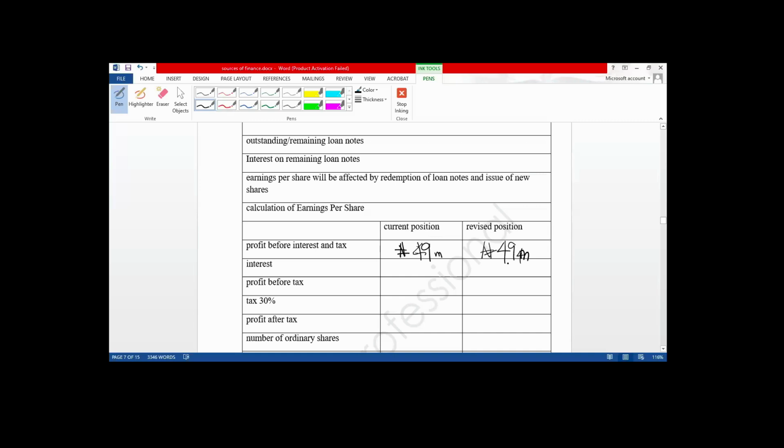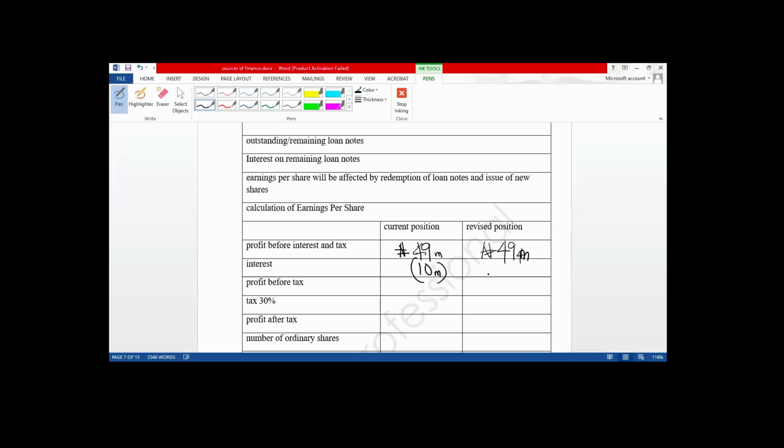We now take interest. Interest here will be 10 million. What is the interest here? Please listen again. Interest must change because we are going to bring in more equity. We are going to repay the debt. That means the debt will reduce. Is that not so, please? Hello? Yes, sir.